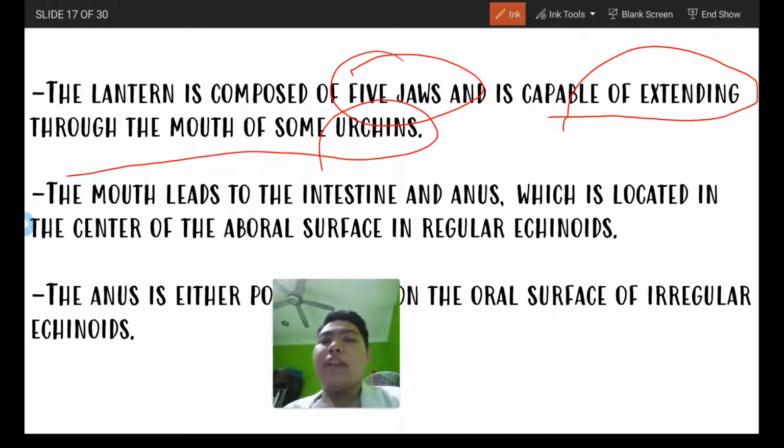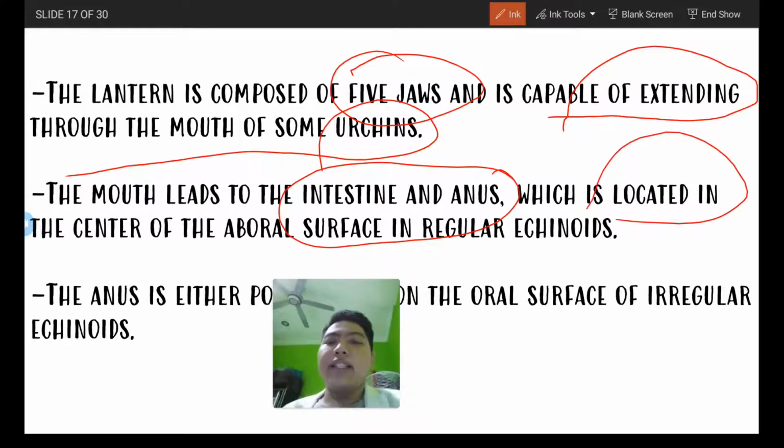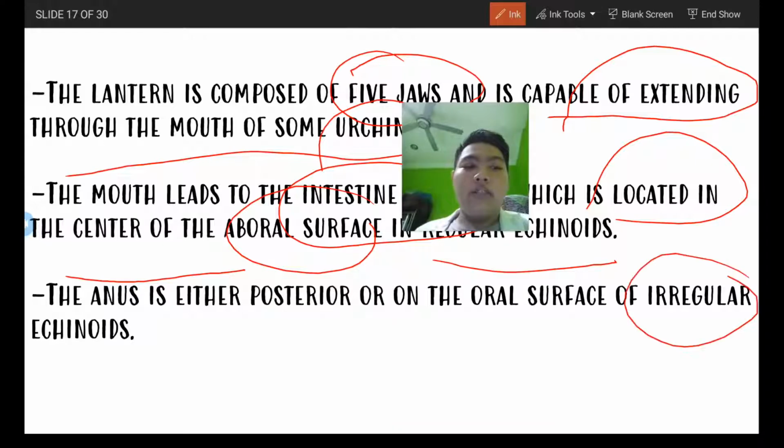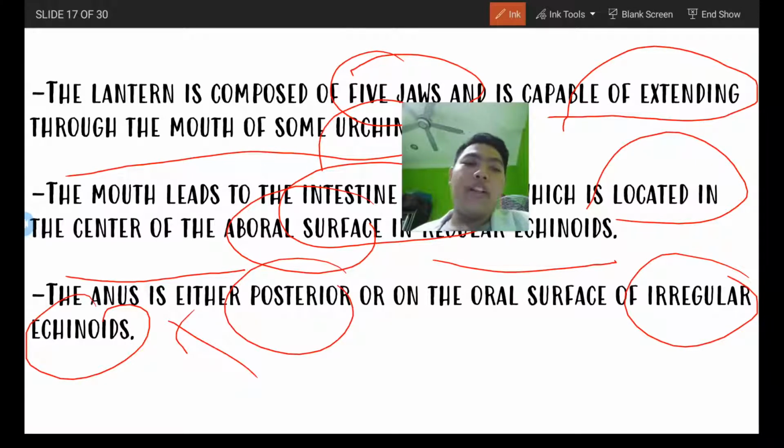The mouth leads to the intestine and the anus, which is located in the center of the aboral surface in the regular echinoids. For regular echinoids, the mouth leads to the intestine and the anus, which are located on the aboral surface. Just remember aboral, and irregular echinoids. For irregular echinoids, the anus is either posterior or on the oral surface.